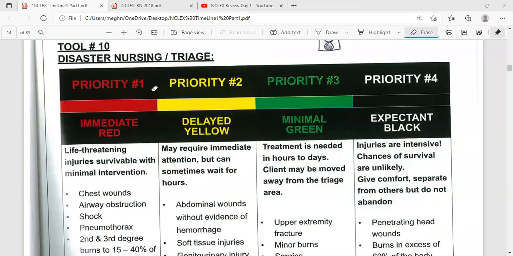So here, the triage we categorized priority 1, 2, 3, and 4. So first of all, let me tell about what is disaster nursing. Disaster nursing can be defined as the adaptation of professional nursing knowledge, skill, and attitude in recognizing and meeting the nursing or health and emotional need of disaster environment or situations.